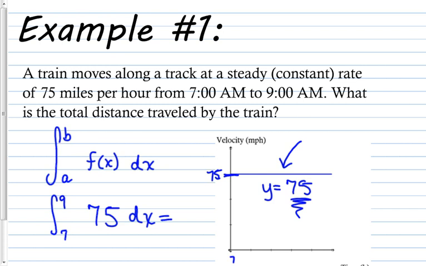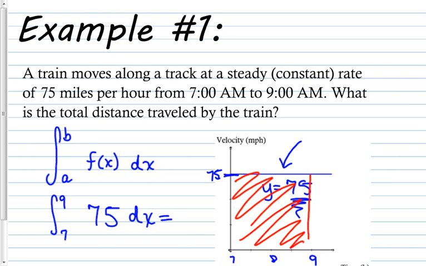So if that's 7, this is 8, and this is 9. My answer would be the area. It's here, right? Which was 2 times 75, which is 150.